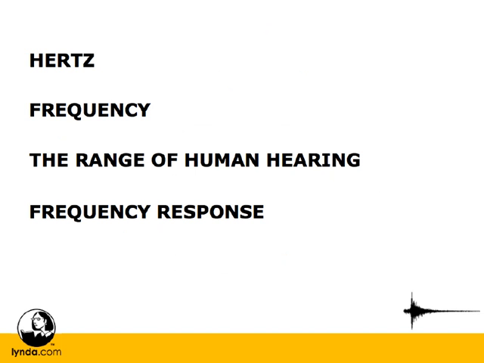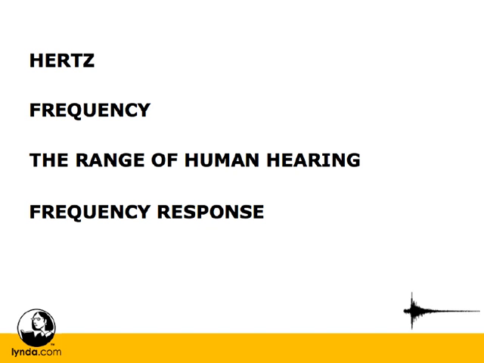So that's basically it for Hertz, frequency, the range of human hearing, and frequency response. To recap, Hertz, which is signified by a big H and a little z, refers to the number of times a cycle or something happens per second. When we talk about hertz in relationship to frequency, we're talking about the number of times a sound wave completes a cycle per second. The range of human hearing is a frequency range of 20 hertz at the low end up to 20 kilohertz at the high end.